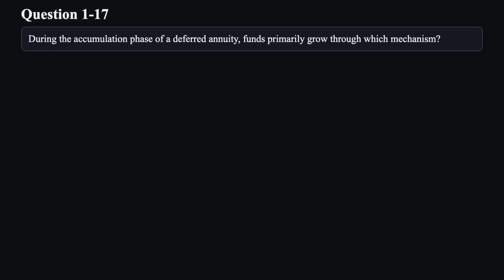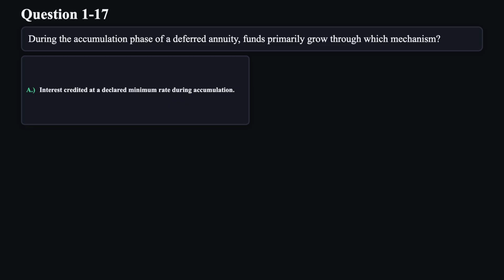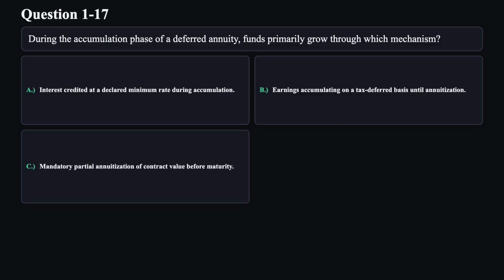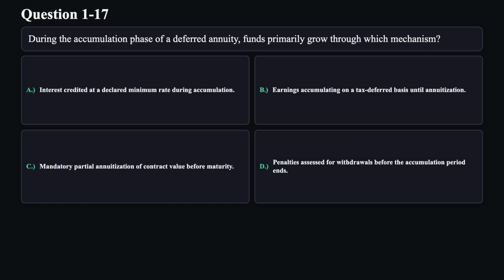Question 17. During the accumulation phase of a deferred annuity, funds primarily grow through which mechanism? A. Interest credited at a declared minimum rate during accumulation. B. Earnings accumulating on a tax-deferred basis until annuitization. C. Mandatory partial annuitization of contract value before maturity. D. Penalties assessed for withdrawals before the accumulation period ends.